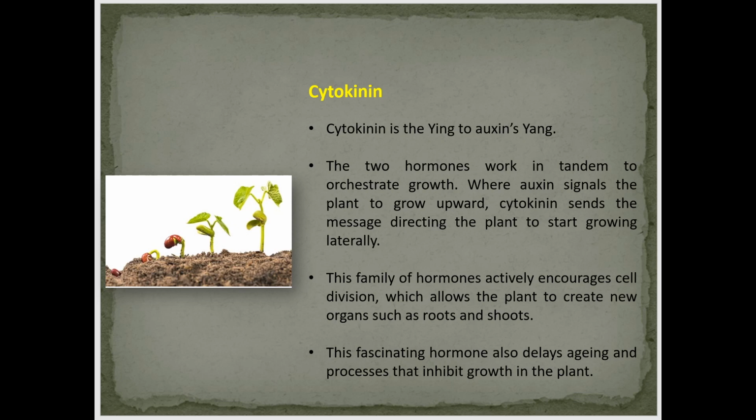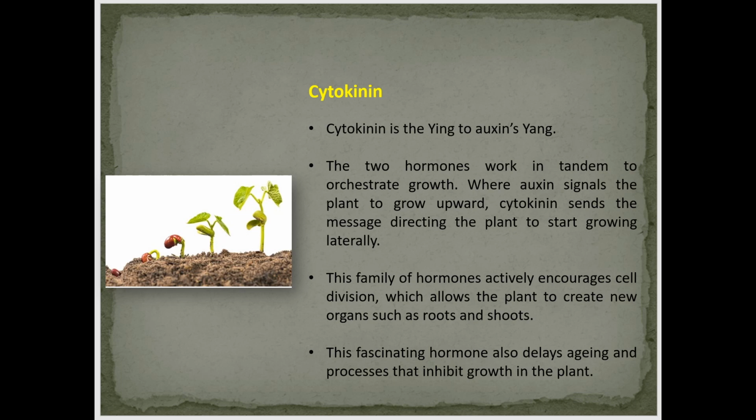Auxin signals the plant to grow upward, and cytokinin sends the message to the plant to start growing laterally. This family of hormones actively engages cell division, which allows plants to create new organs such as roots and shoots. Cytokinins are small proteins that are crucial in controlling the growth and activities of other cells, and in plants they also affect the growth of other cells.